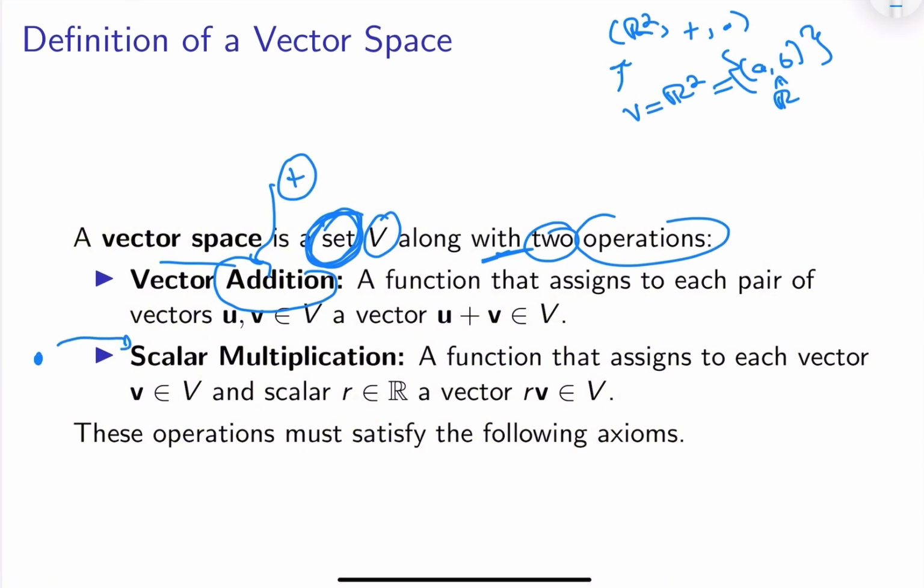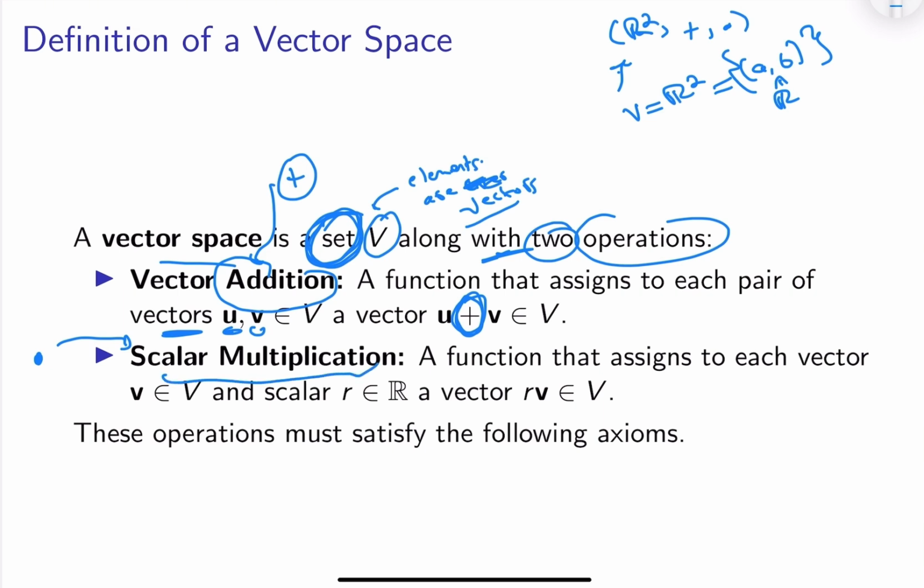So what is addition? Addition means how can we add two vectors? How can we add two elements? Elements of this set V are called vectors when we have a vector space. So how can we add two vectors, U and V? If we have U and V, I need to tell you how to add these. So a vector space is a set with a way of adding two vectors and a scalar multiplication.